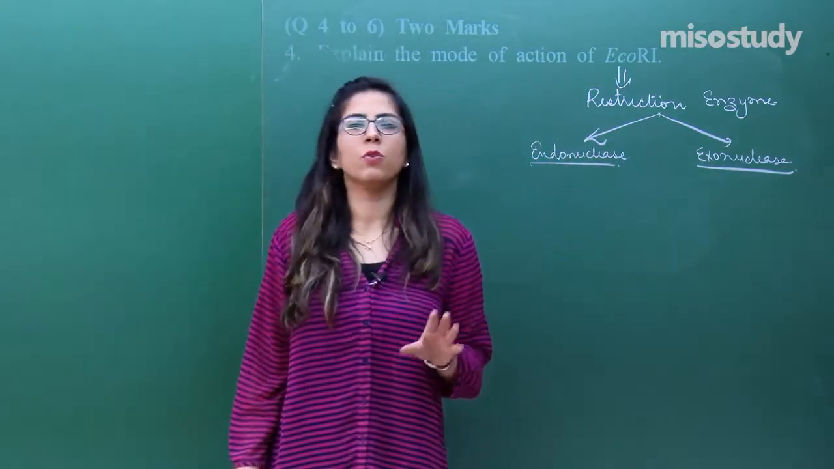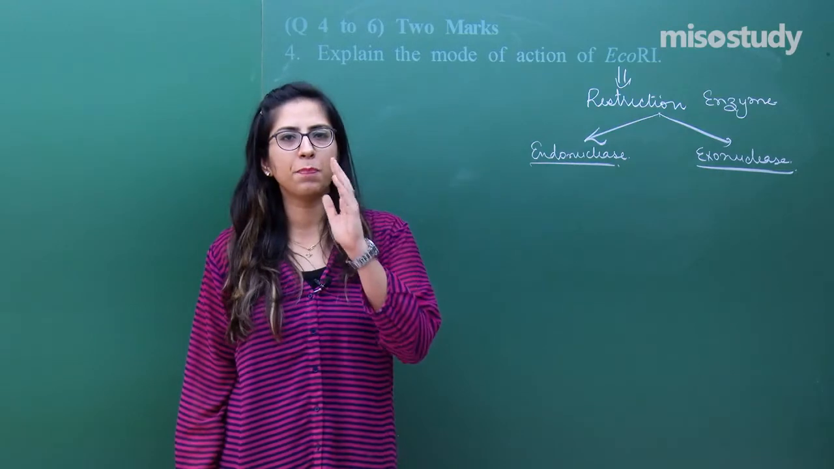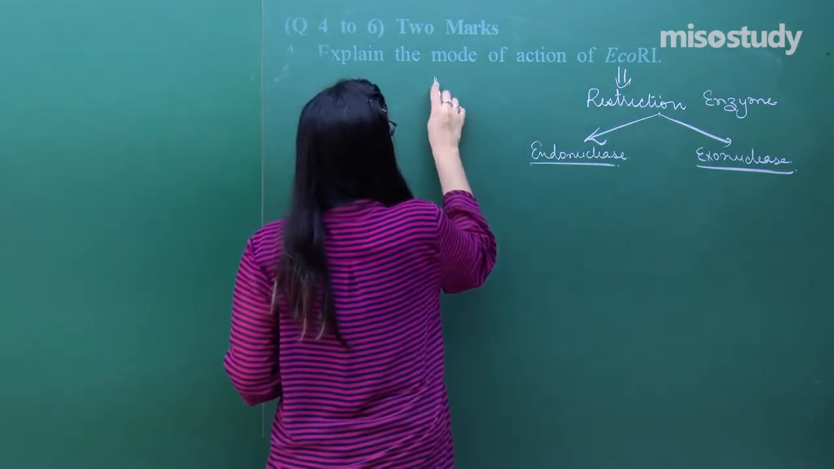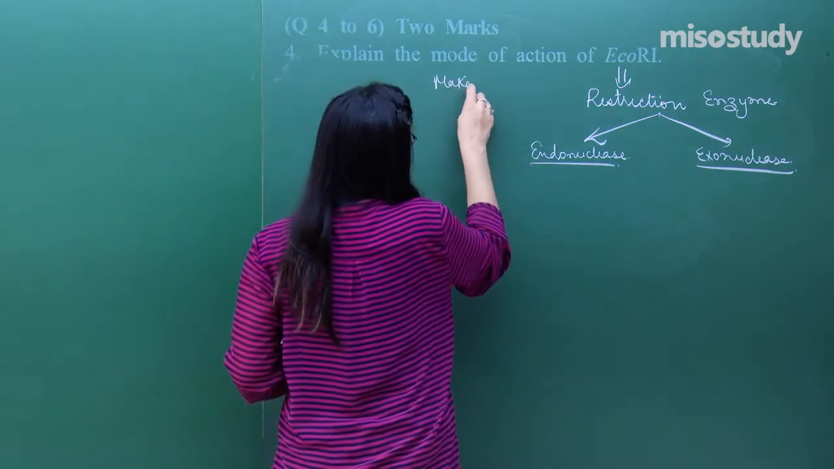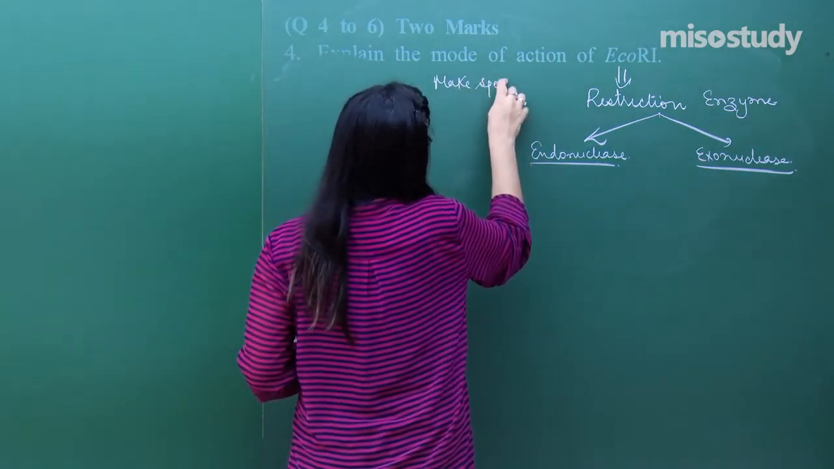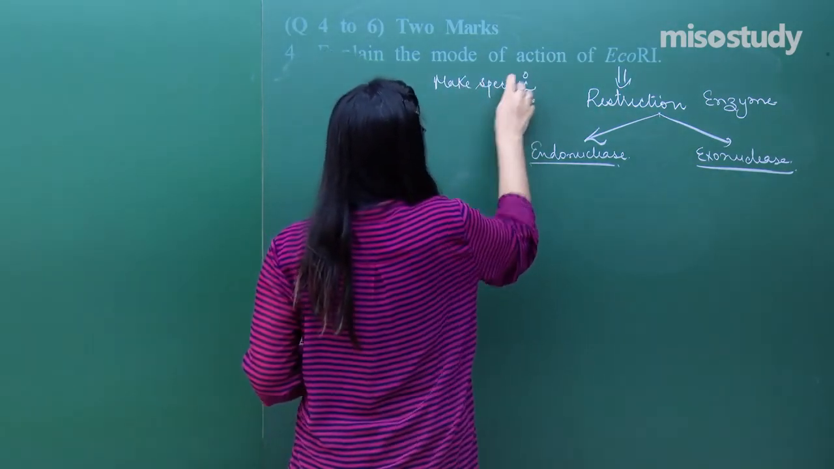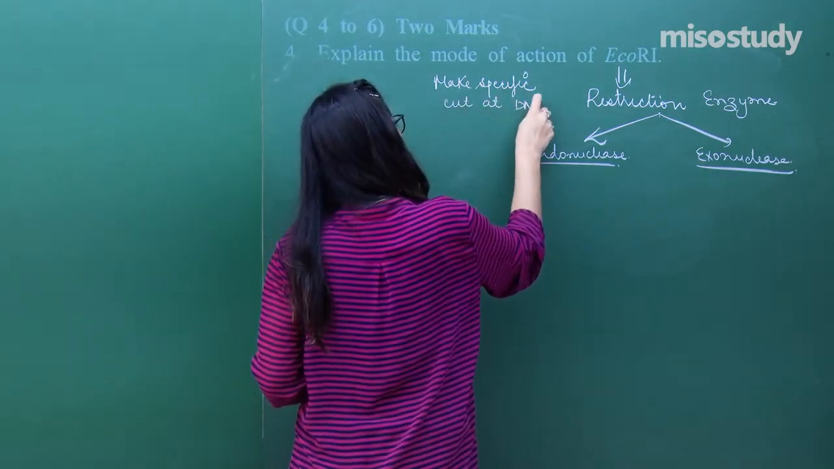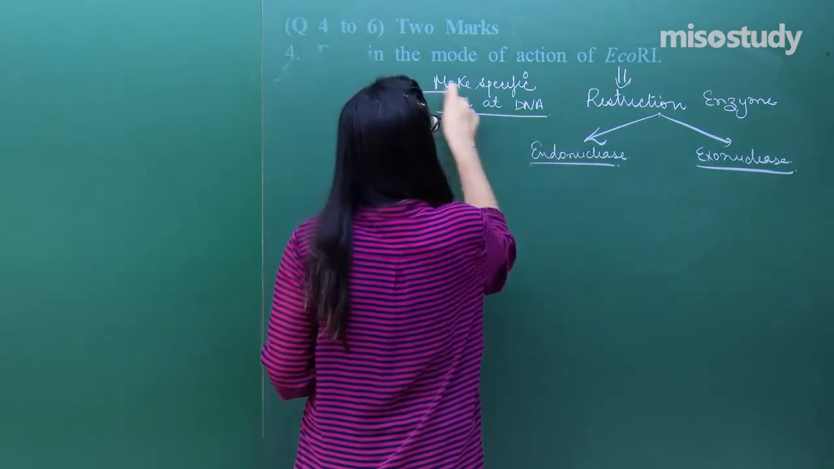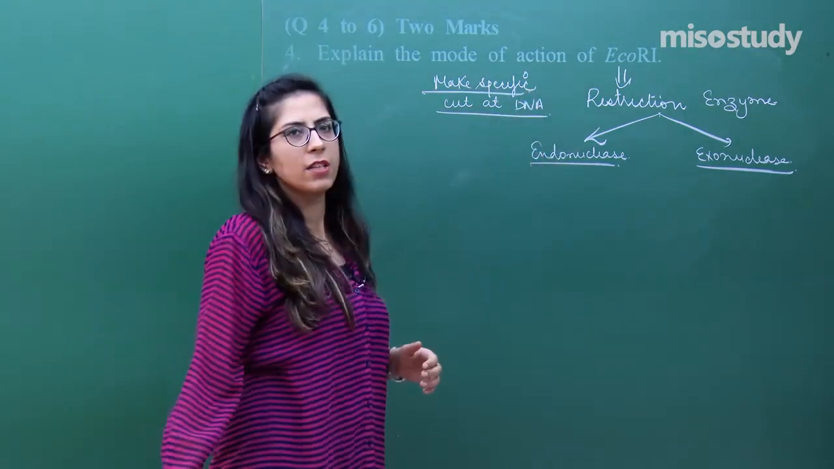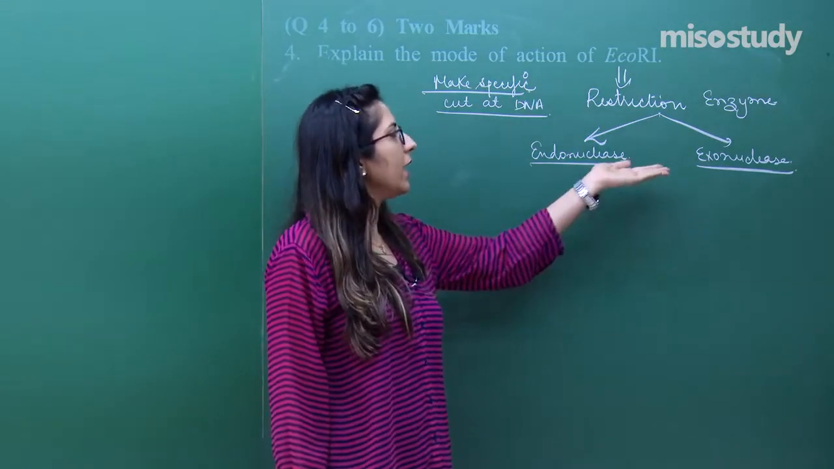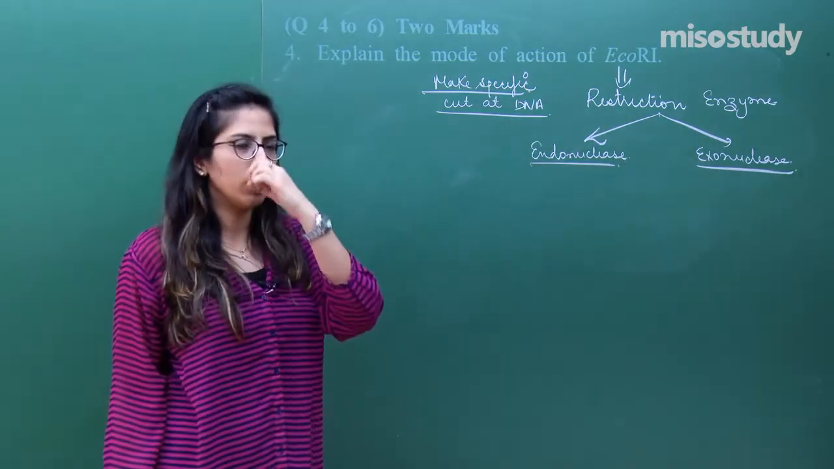Restriction enzymes are those enzymes which make a specific cut at a DNA. This is a restriction enzyme. Now this restriction enzyme is of 2 types. One is called an endonuclease, second is called an exonuclease.